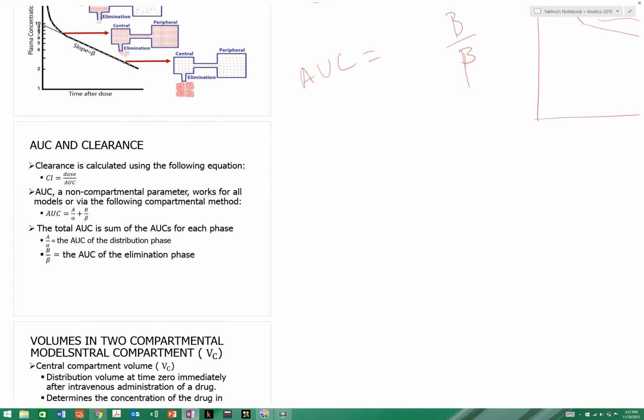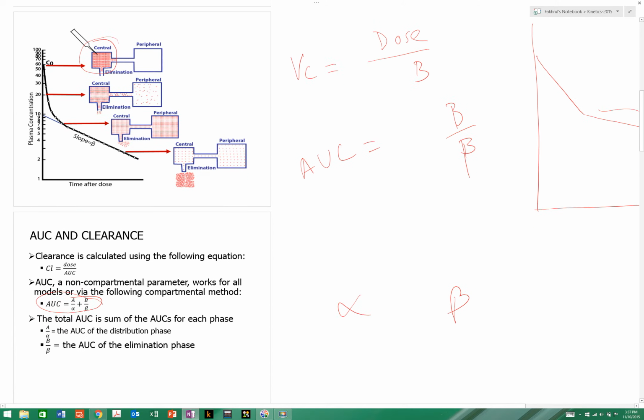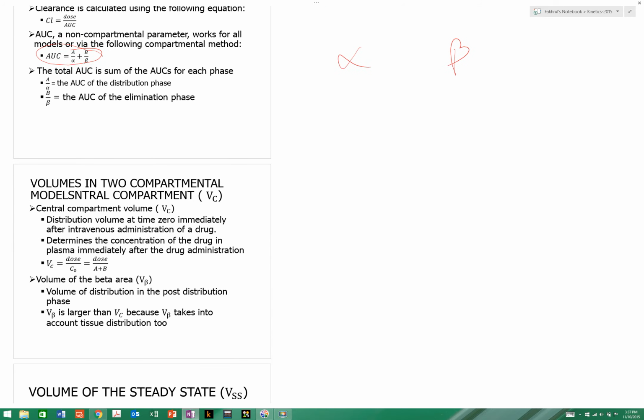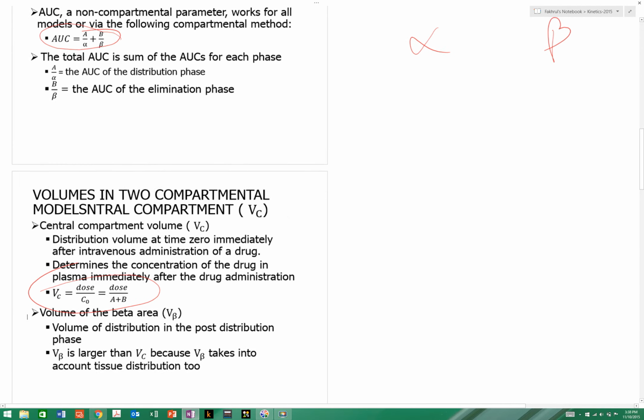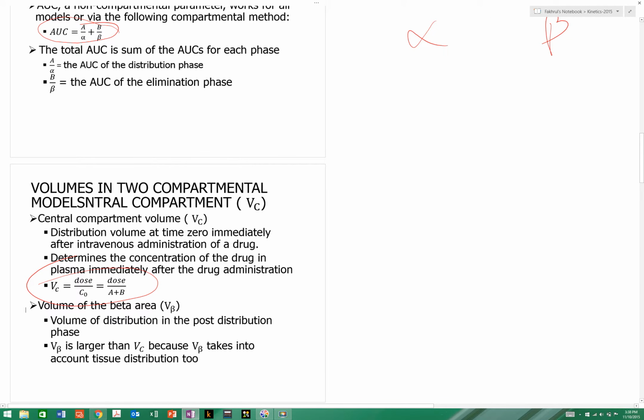First, as you see, this is the correct one. You have to take both phases into consideration. You have to take alpha and beta. That's why AUC is this. And also, in calculation of volume of distribution, we have to use this. All these words are just for explanation purposes. If you understand this, you don't have to read the note.